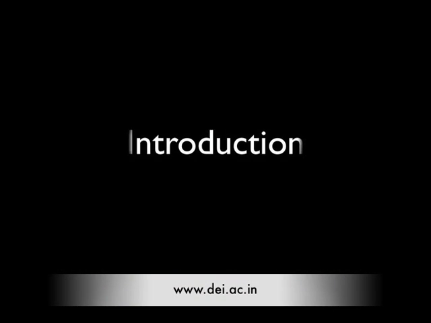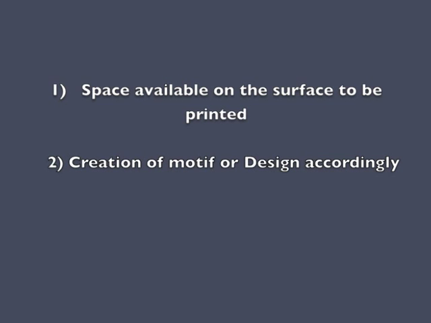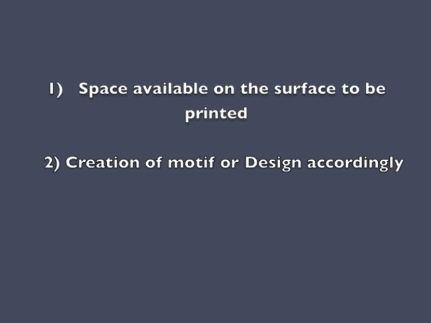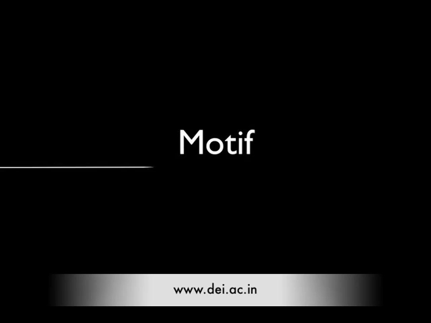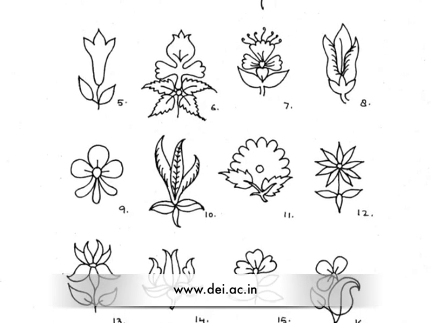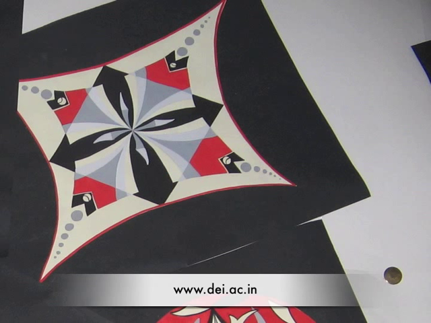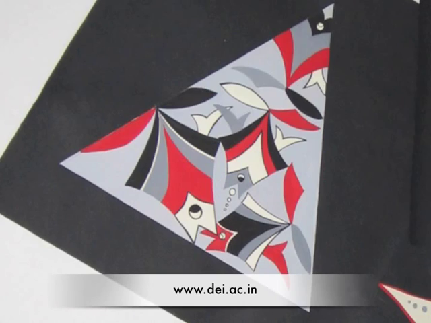Introduction. When developing your own designs, you will have to pay attention towards the space available on the surface to be printed and create the motifs as well as designs accordingly. Motif. A motif is the most basic unit, or the smallest unit, of pattern. Each motif is usually developed from a geometrical shape or a combination of different geometrical shapes.